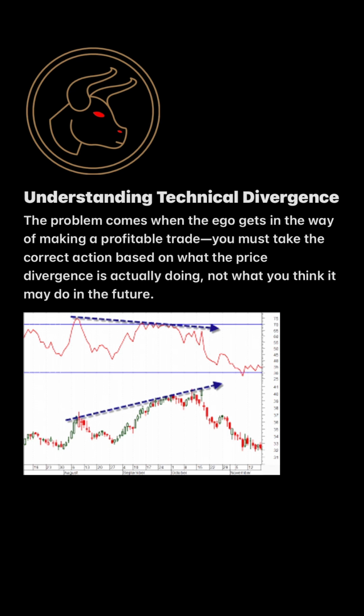You must take the correct action based on what the price divergence is actually doing and telling you, and not what you think it may do in the future.